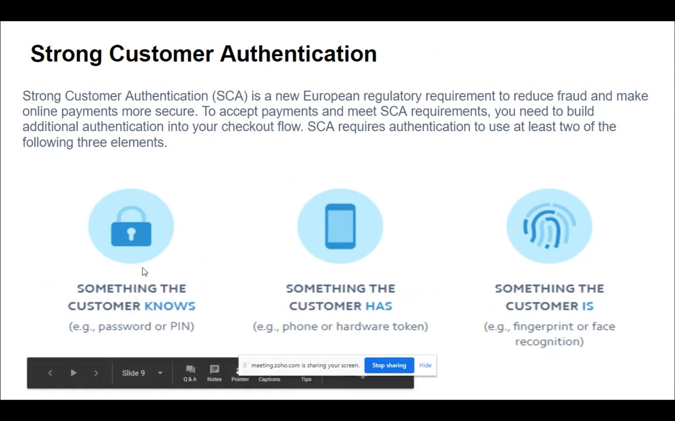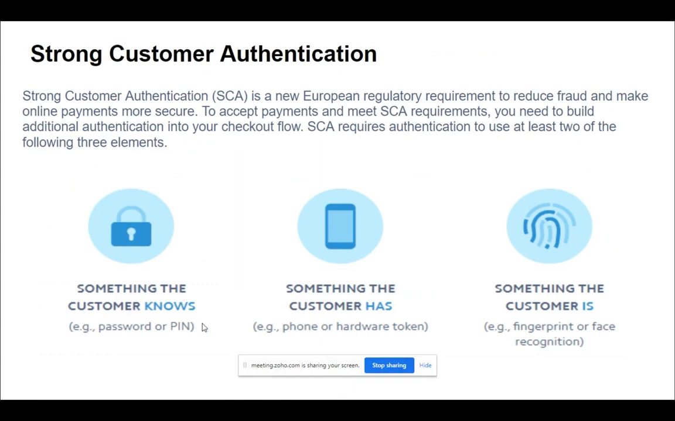So there are various ways. Something the customer knows: he may know his username and password. Something the customer has, like a phone or hardware token, where you can use your phone or any third party thing to log in to the account. Something the customer is, which can be your finger, retina, or face recognition. That is how you can do strong customer authentication.